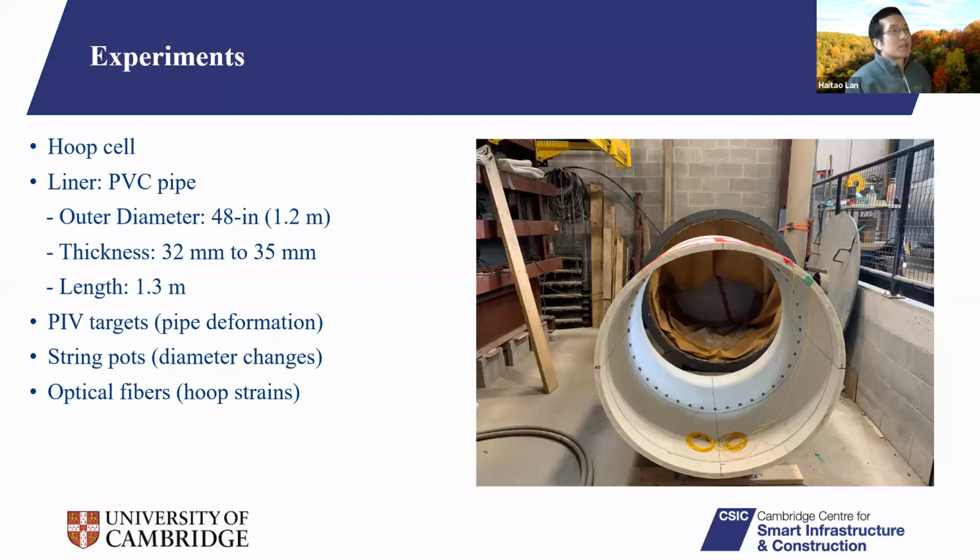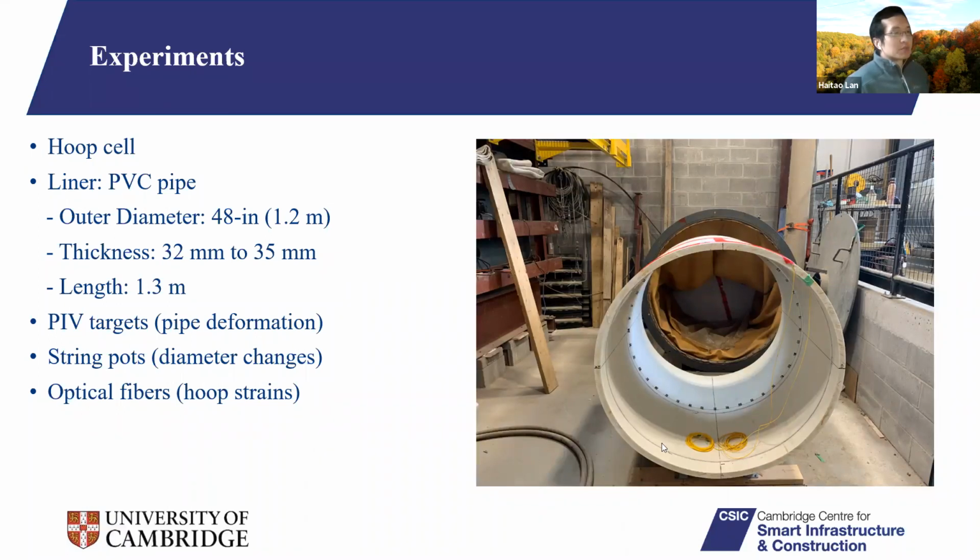And here, that's the facility, different from the pit we used. We use a hoop cell. That's the hoop cell behind this white pipe. And in front, this white pipe is a PVC pipe. The outer diameter is 48 inches, about 1.2 meters. The thickness is from 32 millimeters to 35 millimeters. And the length of the pipe is 1.3 meters.